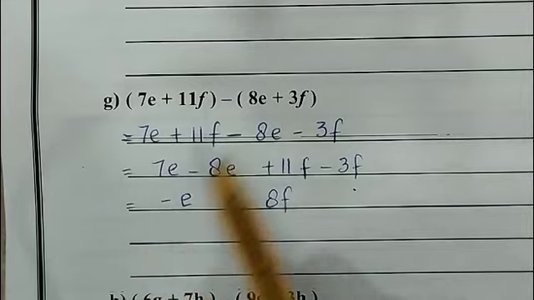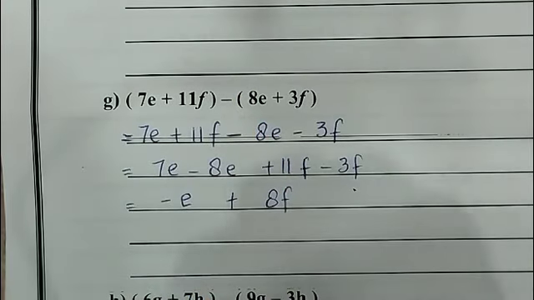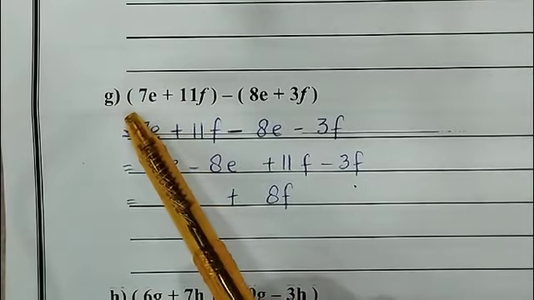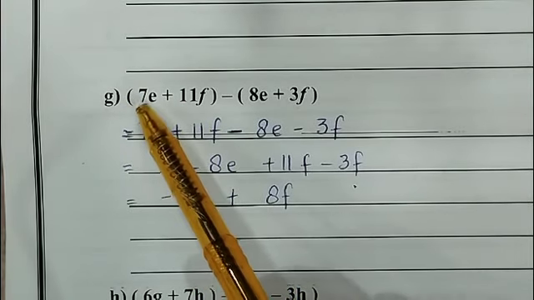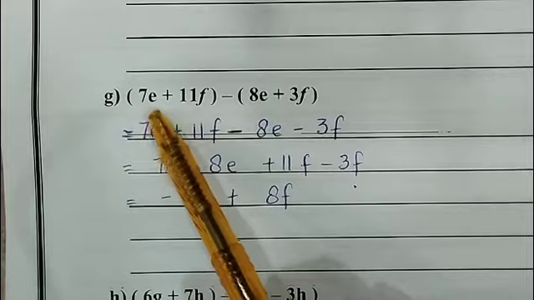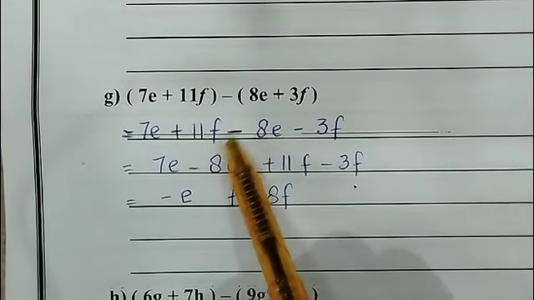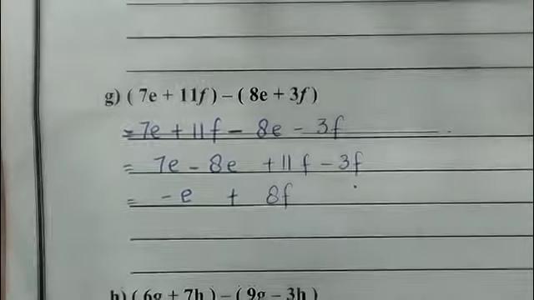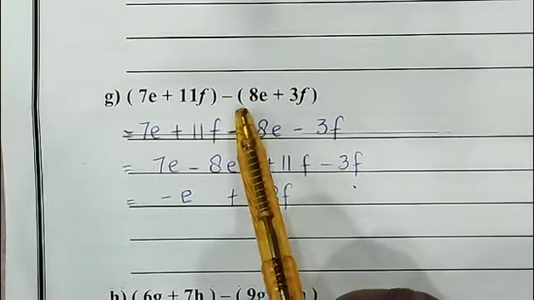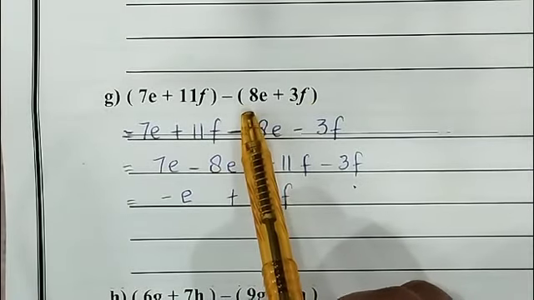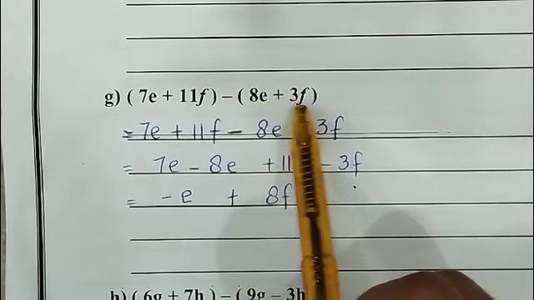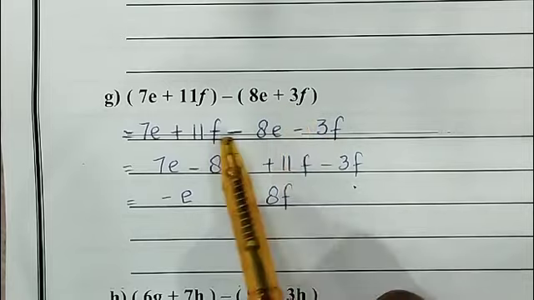So what you are going to do, you are going to first solve the brackets as BODMAS indicates. Outside this first bracket there is no sign, so you are going to remove the bracket and write the terms as it is. So 7e plus 11f, and in the next, you are going to solve the next bracket, and while solving it you are going to multiply this minus sign with the terms inside the bracket.